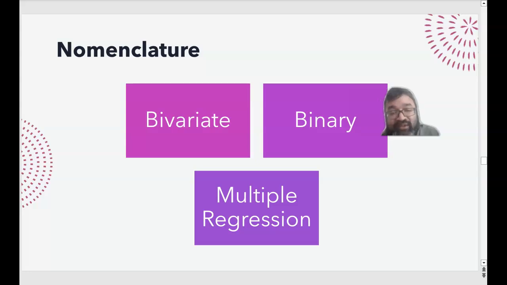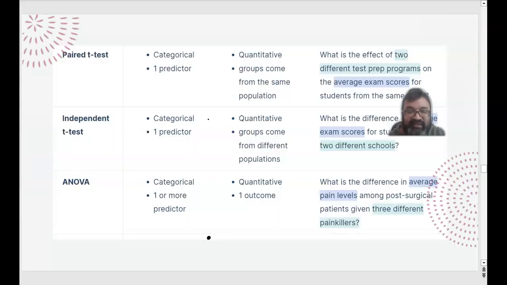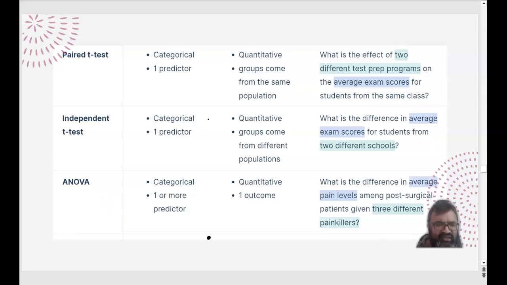Nomenclature, and this came out of a conversation that I had with one student, is how do you differentiate between bivariate? Bivariate means 2 variables. Binary is 2 categories, and then a multiple regression is typically an outcome variable that is dichotomous. Here's an interesting statistical test that is used here.